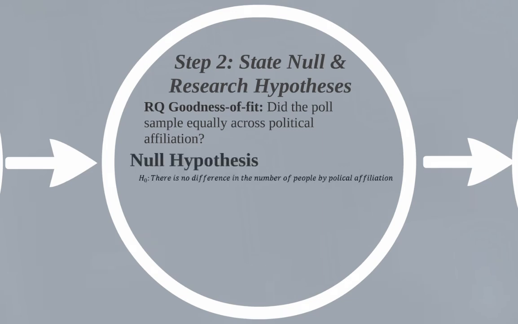And our null hypothesis is that there is no difference in number of people by political affiliation, or number of people in the sample. And our research hypothesis is that there is a difference in the number of people by political affiliation. So one political affiliation was sampled maybe more than another political affiliation.